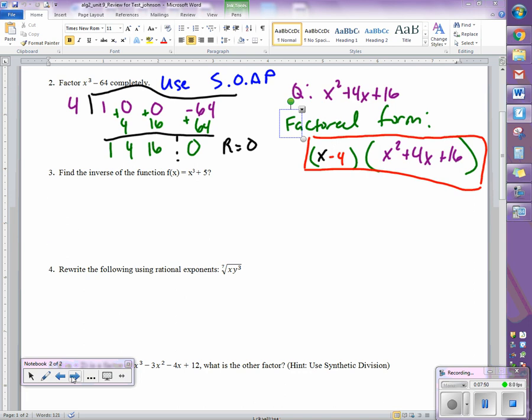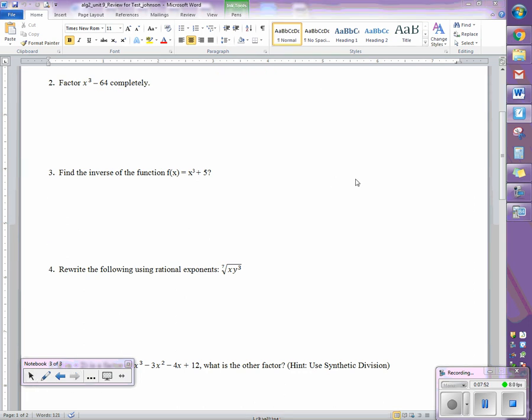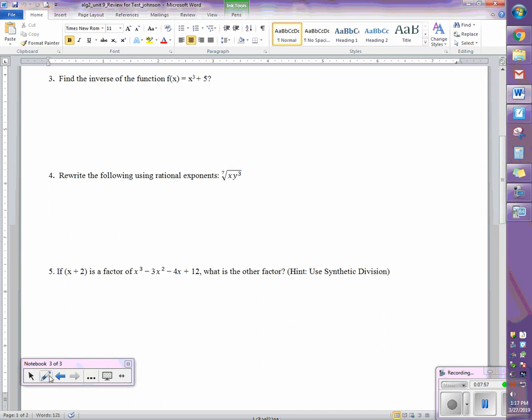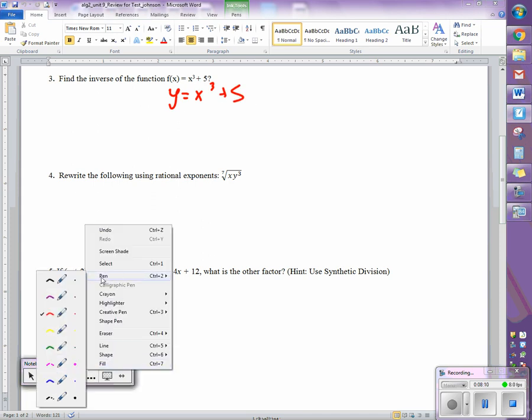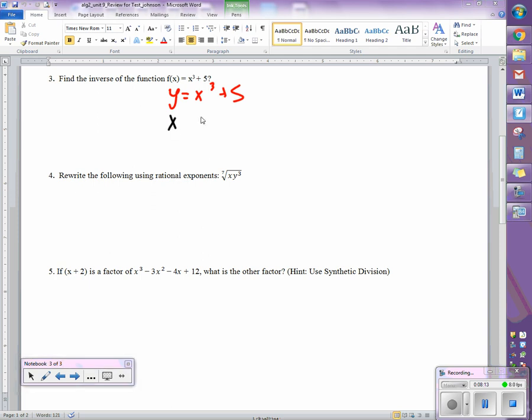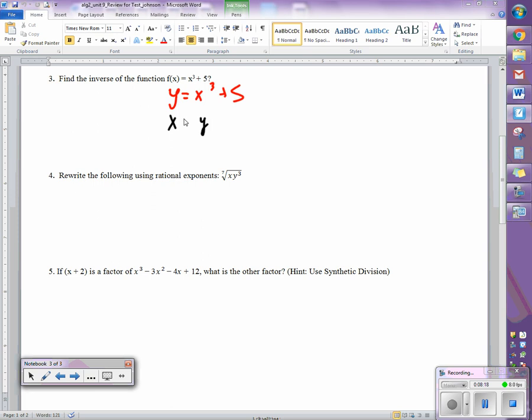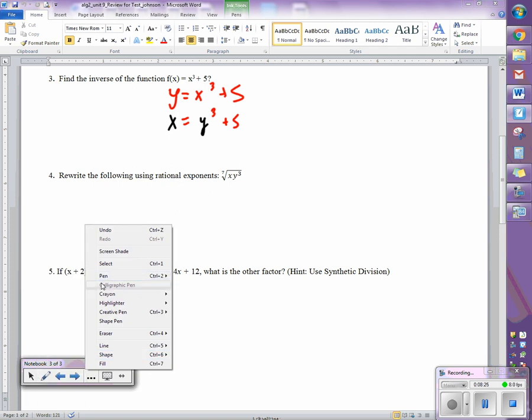Number 3 wants us to find the inverse of that function. So the first thing we do is change f of x to y. Then you switch your x and your y. Everything else stays the same and in place. Now we get y by itself. First thing I would do is subtract 5.